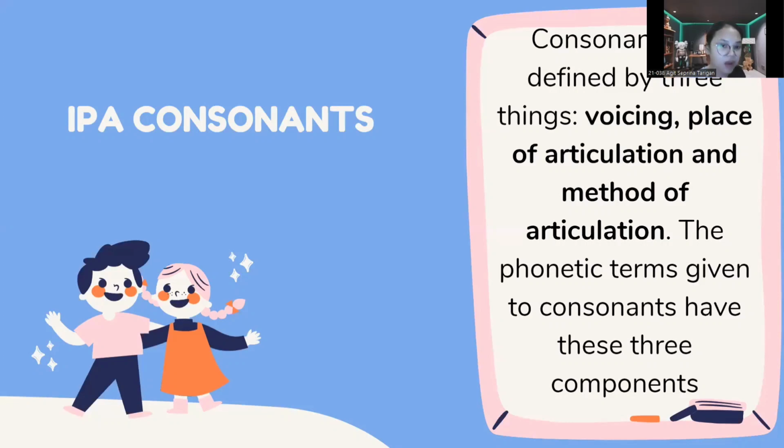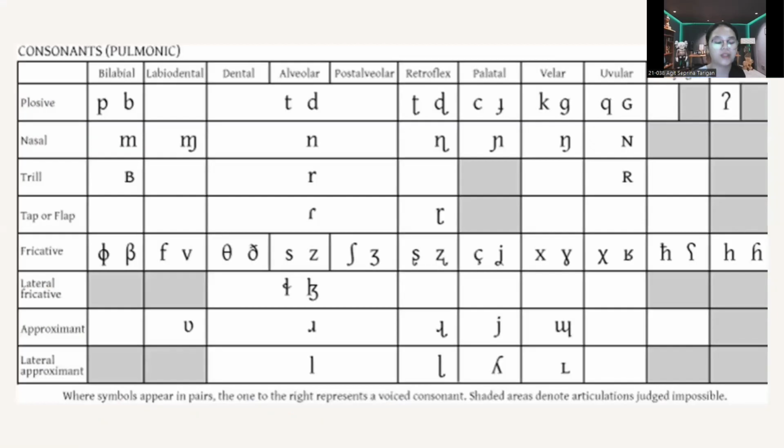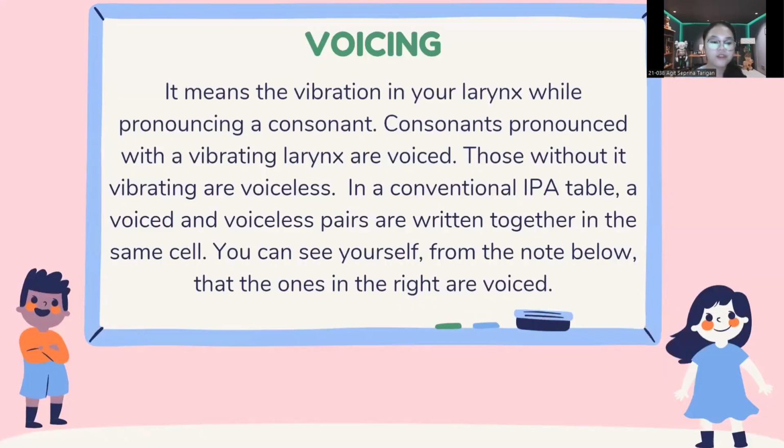Next is IPA consonants. Consonants are defined by three things: voicing, place of articulation, and method of articulation, or manner of articulation. So here is the chart of place of articulation. The first one is voicing. It means the vibration in your larynx while pronouncing a consonant. Consonants pronounced with a vibrating larynx are voiced. Those without it vibrating are voiceless.